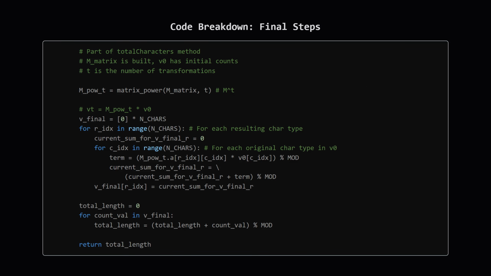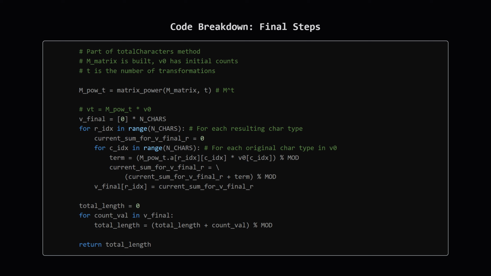Now we're on the home stretch. We have our transformation matrix and our initial counts, vec0. We also have the number of transformations, t. First, we call our function to calculate M raised to the power of t. This gives us a new matrix, let's call it result. This matrix embodies all transformations in one go.